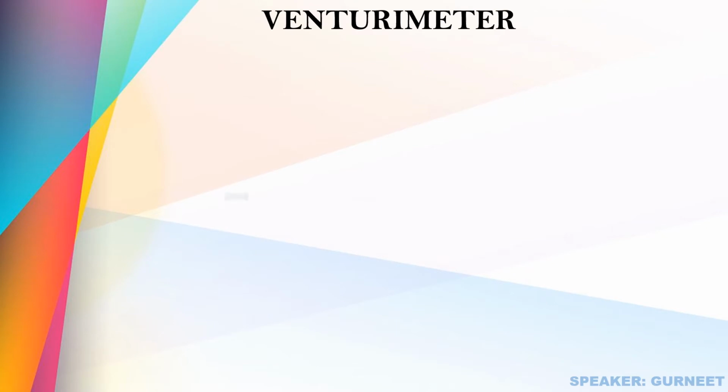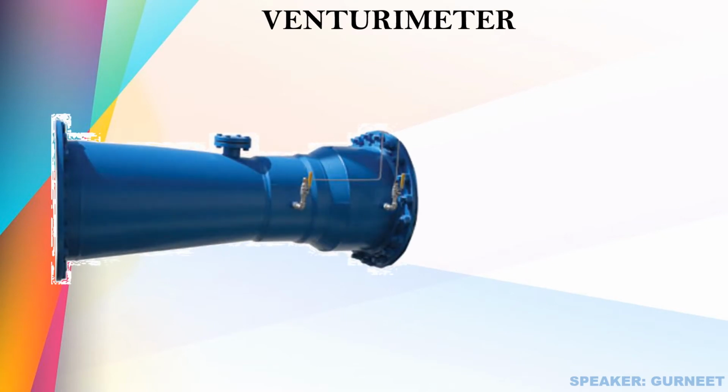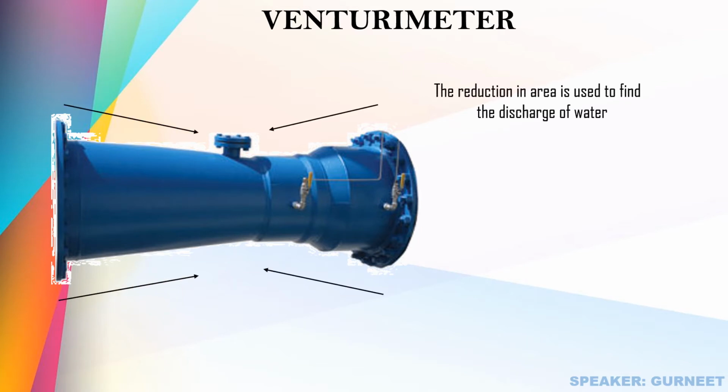So this is how a venturimeter looks. So it has a shape of reduction in area. This reduction in area is used to find the discharge of water. So to understand this, we need to understand the principle of Bernoulli theorem.